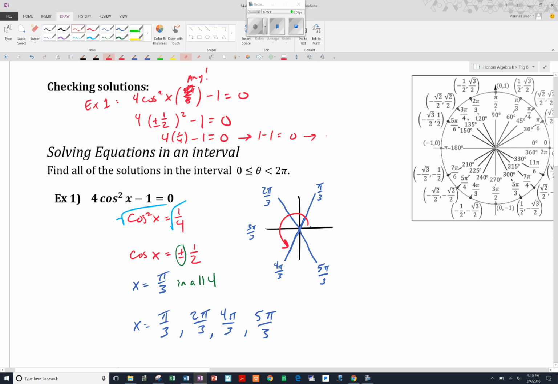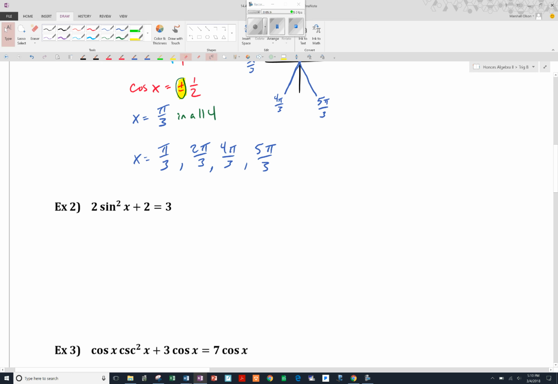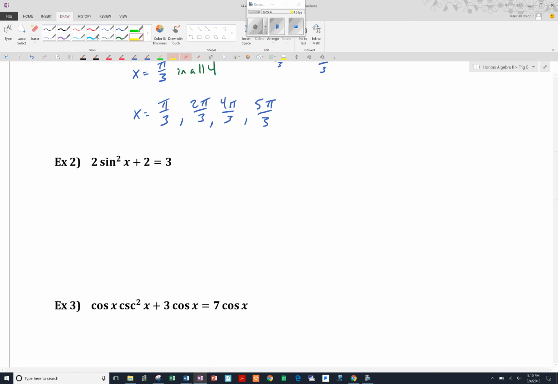Running out of room here. There, it worked. Okay, so we won't always be looking in all 4 quadrants. In this problem, we did because of the positive or negative. Looks like that might happen in this next one too, because we have a sine squared here. Let's see what happens. Let's isolate this and then take the square root. So we're going to have subtract 2, divide by 2, and now we'll take the square root, square root of 1/2.